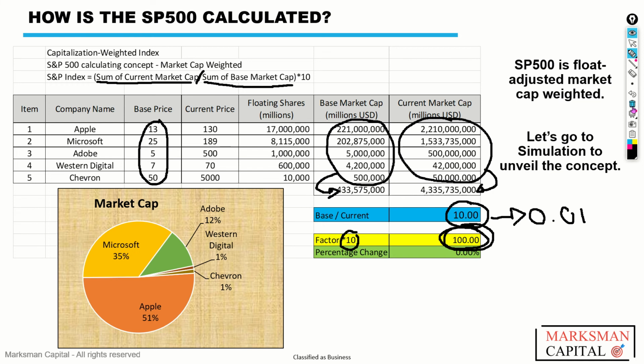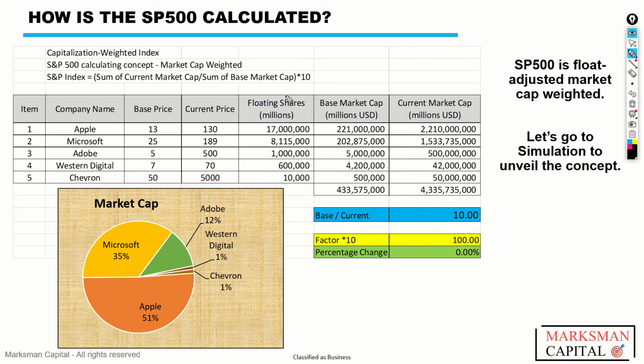Right now, you might be wondering why I'm mentioning that this is based on floating shares. Why not outstanding shares? So what's the difference between floating shares and outstanding shares? This is actually to give more transparency into this equation.